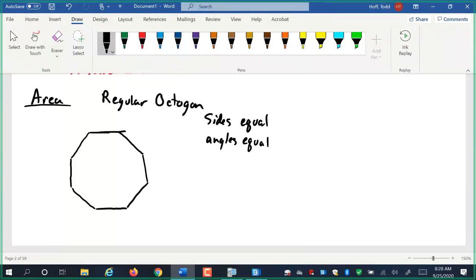So on a regular octagon, as far as measuring lengths for dimensions, there are 3 dimensions that we can measure. One is the length of the side. I'm just going to call that S. Another that we can measure is called the flat dimension from one side to the opposite side, which we'll label F as our flat dimension.